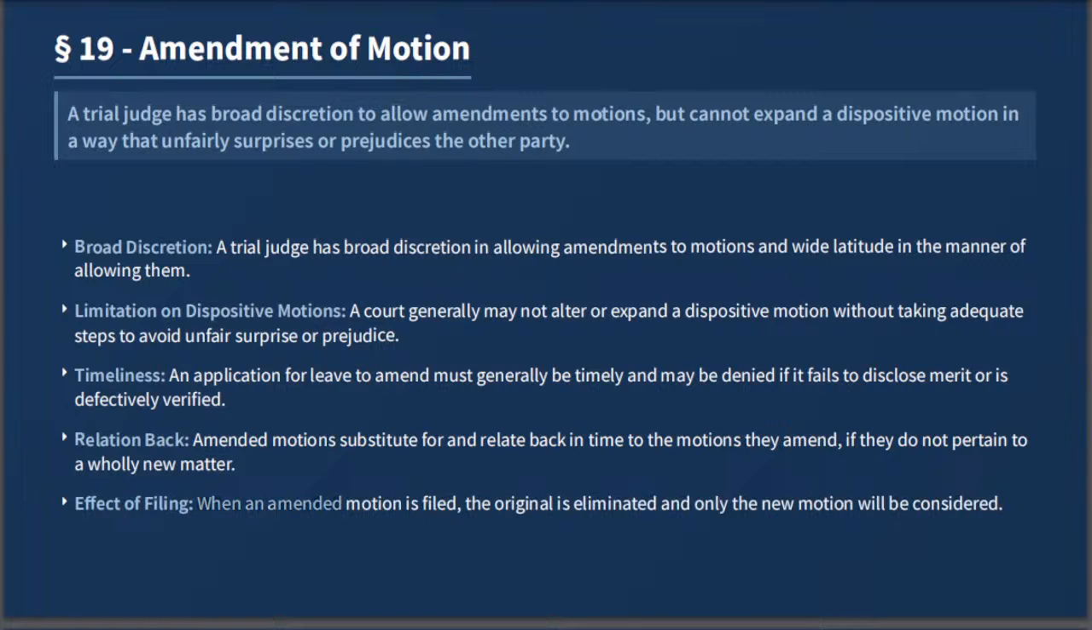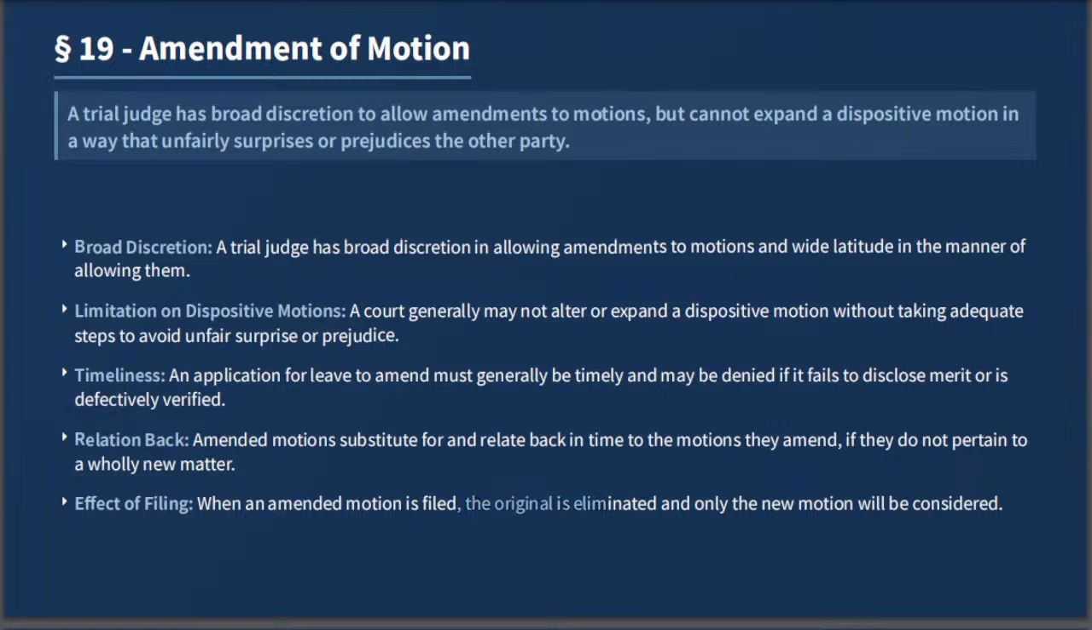When an amended motion is filed, the original is eliminated, and only the new motion will be considered. So if you had filed an amended motion, went to the hearing, and it was filed timely, filed and accepted, brought to the attention of the judge, so they have knowledge of it, yet it was never litigated, it was the original being litigated, then that's a procedural error. And that would be appealable, I believe, under review.